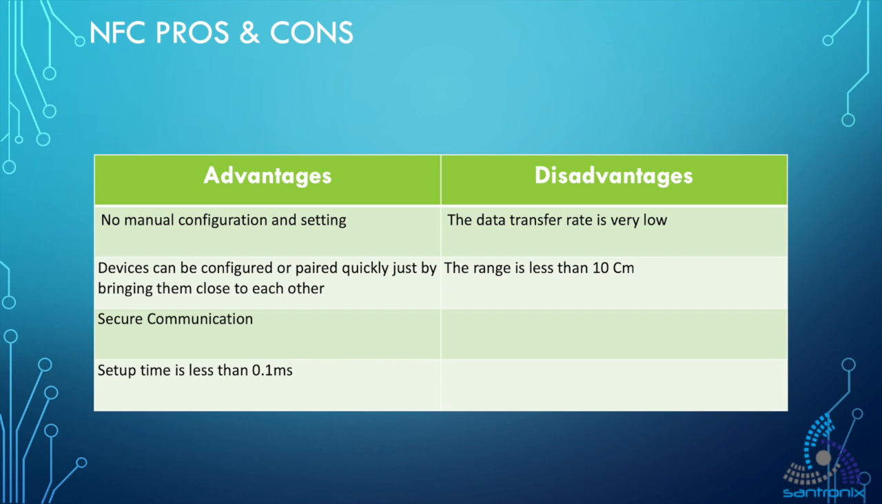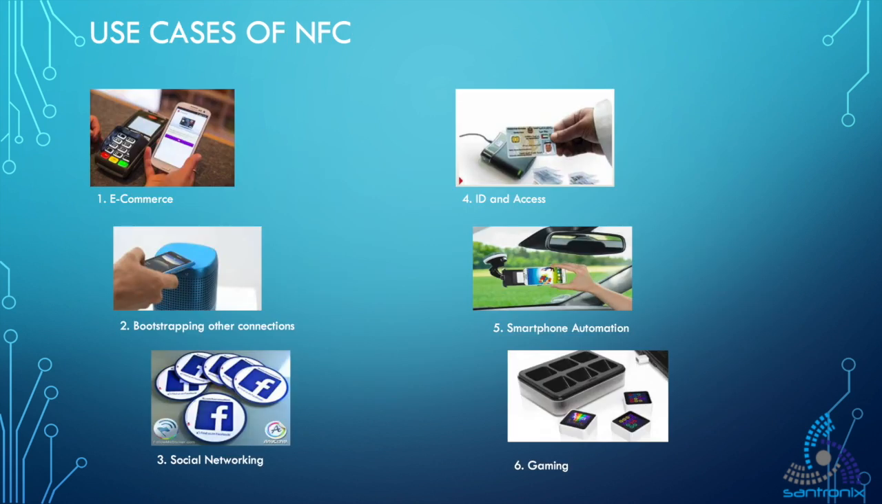Whereas the disadvantage is that the data transfer rate is very low, so it cannot be used for applications with very huge data communication. And also the range is very short, about 10 centimeters, so it has to be in close proximity, and that's the reason it cannot be used in applications where you need a longer range and higher data communication. What are the use cases of NFC?